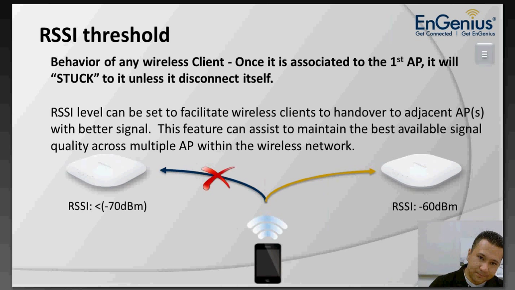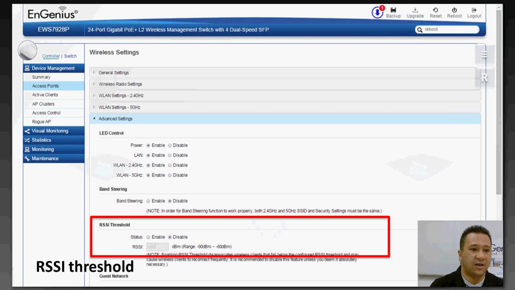Of course, you have to only use it when there is actually another access point where a client can connect to. So before you enable this function, you better do a proper field survey, and you really have to fine-tune these levels in order for this function to work properly.